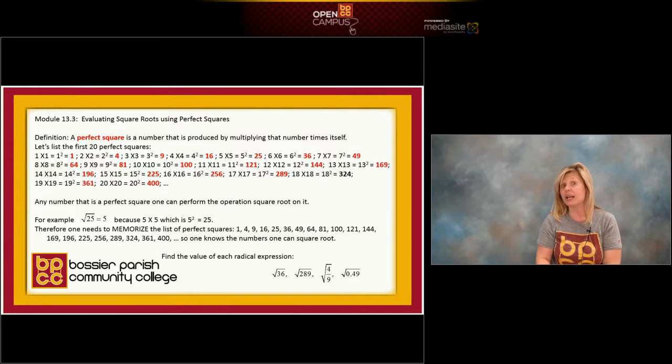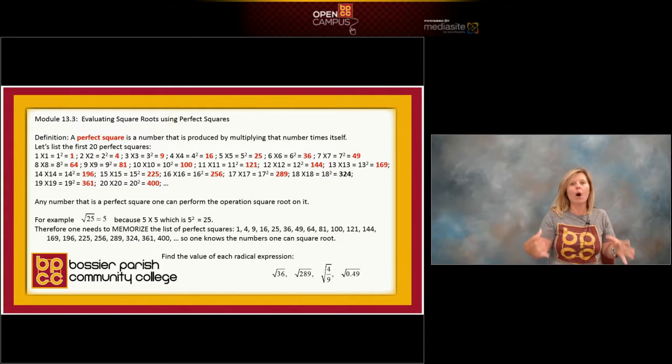So it's very important, again, to listen to your vocabulary. A perfect square number is a number produced by multiplying a number times itself. It's produced by squaring a number. So what we're going to do first is make a list of the first 20 perfect square numbers. Now, this list never has to end. It can go on forever. We're just going to focus on the first 20 perfect squares because those are the numbers that come up commonly when you're doing your mathematics homework.